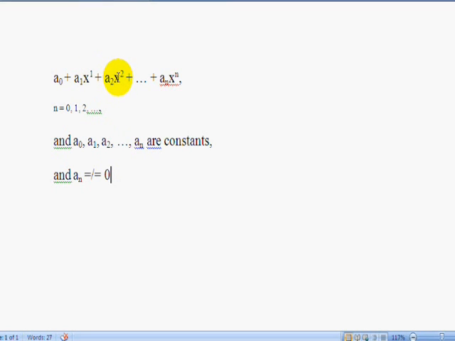x to the power 2 plus and so on plus an x to the power n, where this n is a non-negative integer, that is n could be 0, 1, 2 and so on, and this a0, a1, a2 all the way up to an should be constants, and this an should not be 0, otherwise it won't be a polynomial of order n.